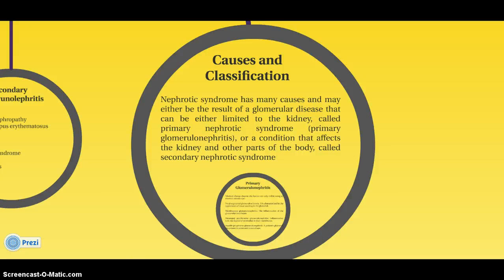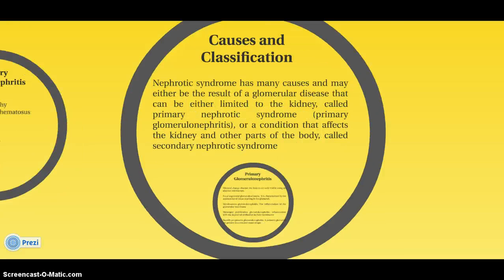Causes and classification. Nephrotic syndrome has many causes and may either be the result of a glomerular disease that is limited to the kidney, called primary nephrotic syndrome, or a condition that affects the kidney and other parts of the body, called secondary nephrotic syndrome.